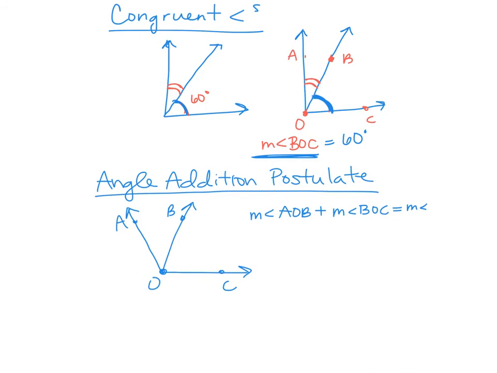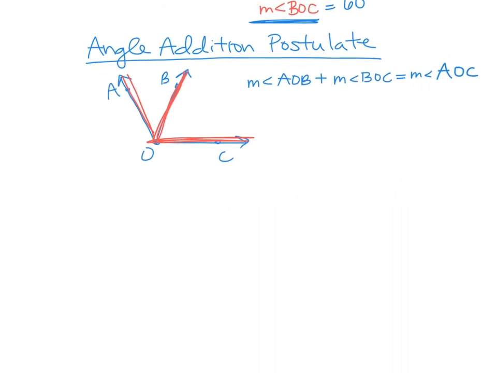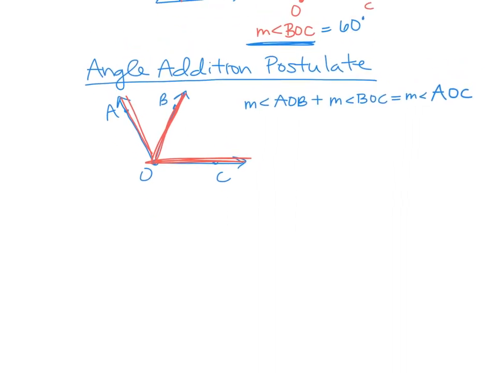The two parts equal the whole thing. What's the measure of the whole angle? What lettering? AOC. Okay, so AOB is this guy. BOC is this guy. So if I add those two together, I get the whole thing. Okay? So here's how it's going to look. I'm going to give you an example of what you'll do with that.